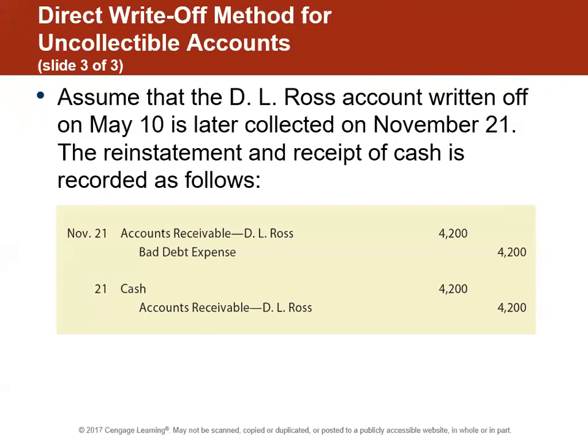And then on the second entry, we're receiving the cash and crediting their account to show it's now been paid. I know you think, okay, why can't we just debit cash and credit bad debt expense, right? Just save that entry. But then you'd have no record. Where did that cash come from? So we do it like this to make sure we see, okay, DL Ross sent us a check. So we reinstated his account and then we show it as being credited or paid off.